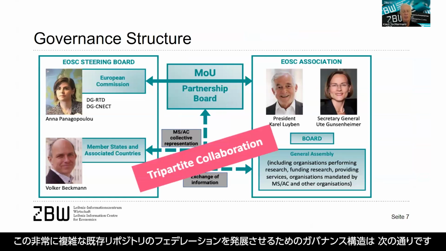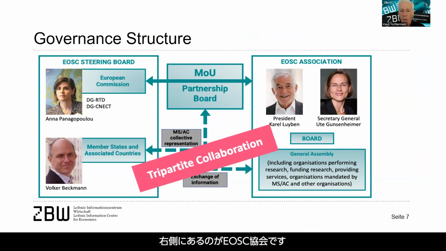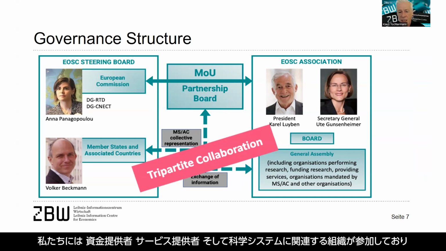The governance structure to develop this really complex federation of existing repositories is the following. On the right-hand side, you see the EOSC Association. The EOSC Association represents the European scientific community. We have roughly 250 members from research performing organizations. We have funders, we have service providers, and organizations like that from the science system.